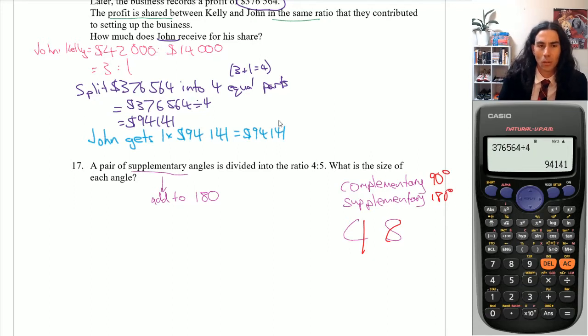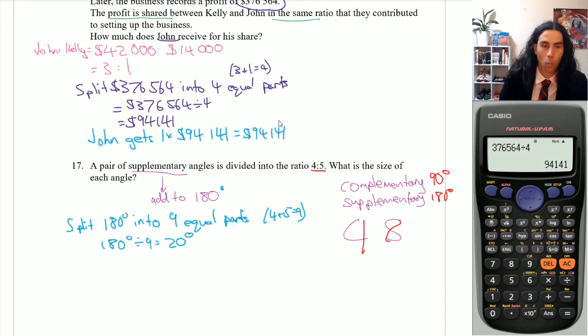So 180 dividing the ratio 4 to 5. It's that same type of question again. We're going to split 180 degrees into 9 parts. Why 9? Because it's 4 plus 5. Man, how many times have you done this same type of question? Normally a test will have it once only. So 4 lots of 20.